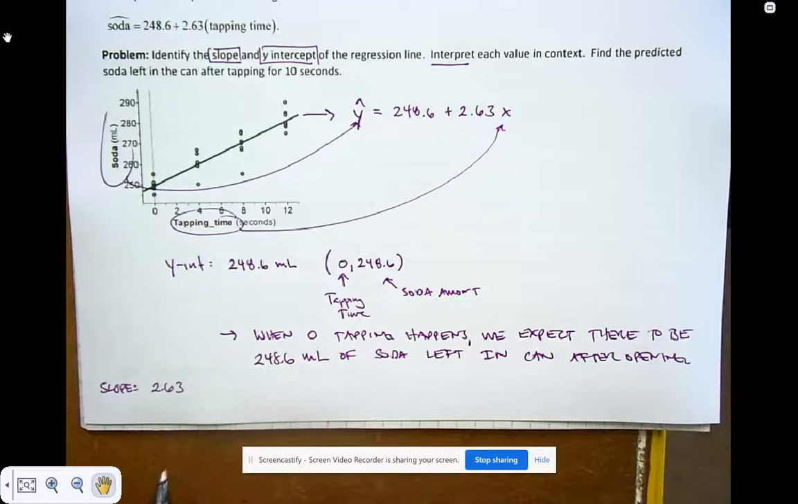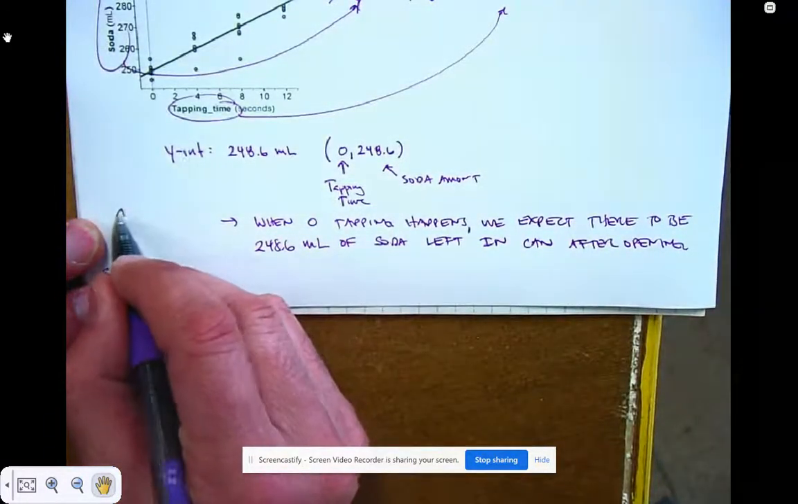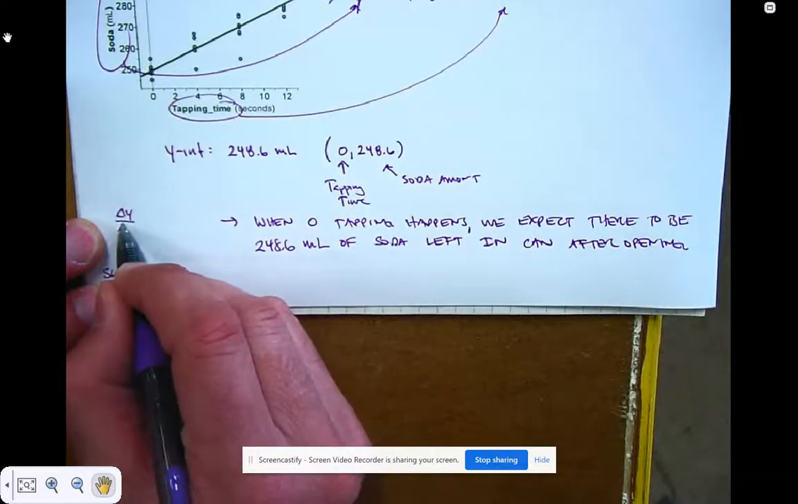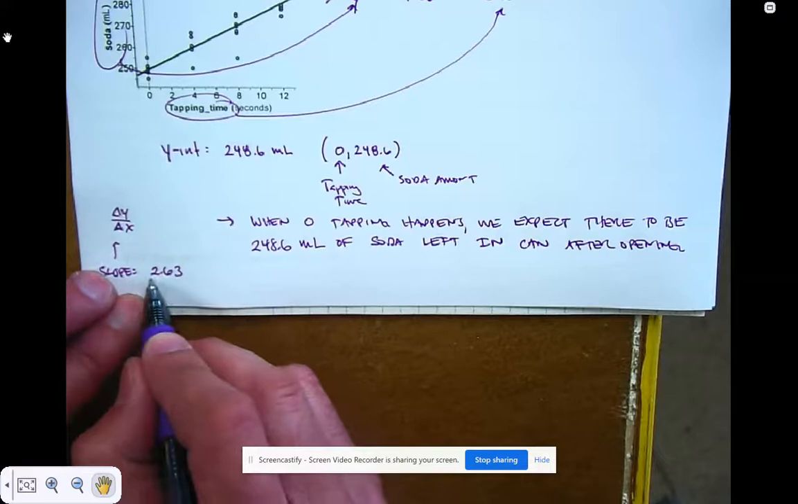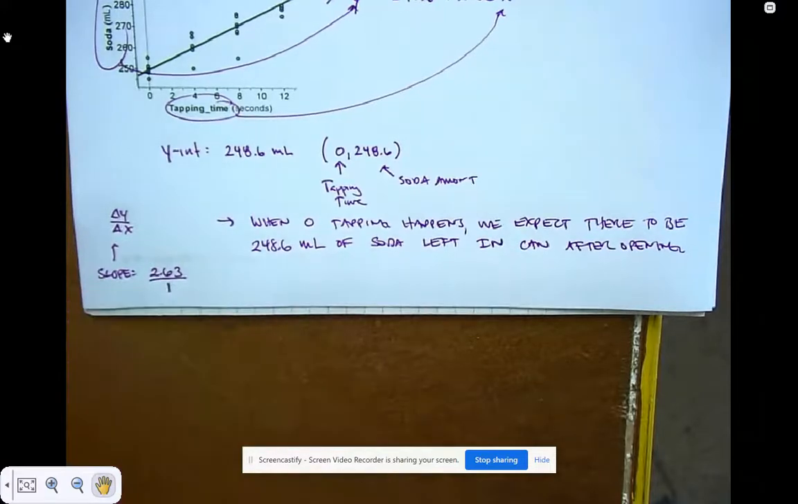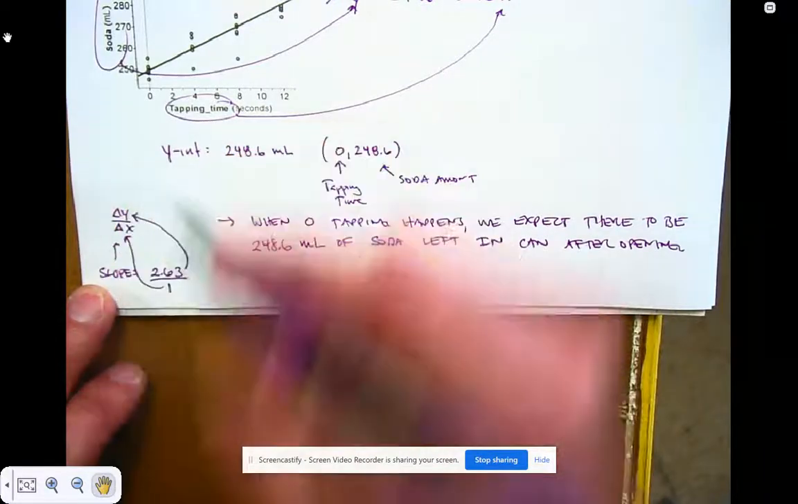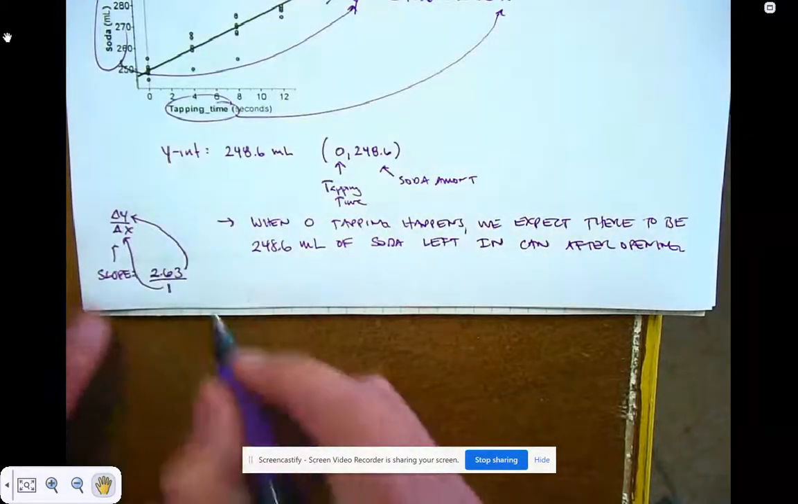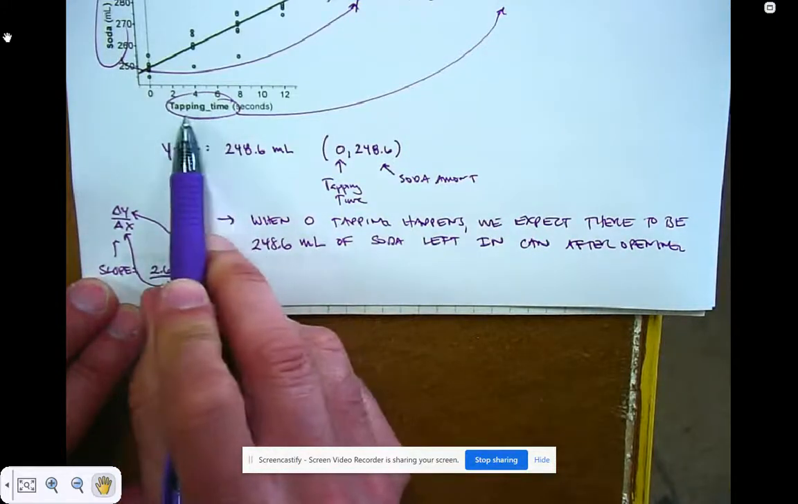Now, as a review here, slope is delta y, the change in y, over the change in x. And so this is 2.63 over 1. Okay, so this is really important. You're always going to put whatever the slope number is over 1 so that, right, you can in your brain use this to describe slope. So we say 1 for change in x, right, which is tapping time.